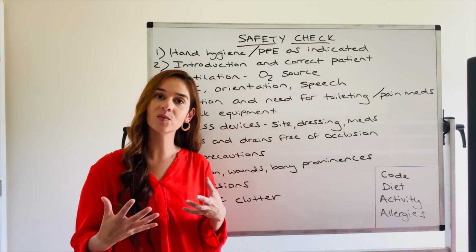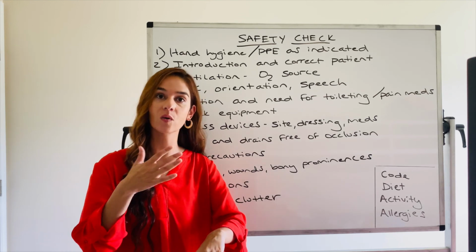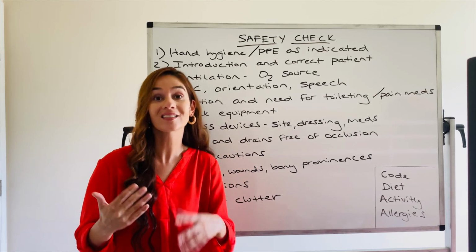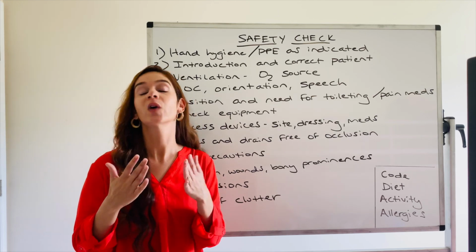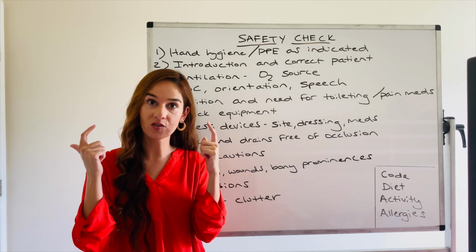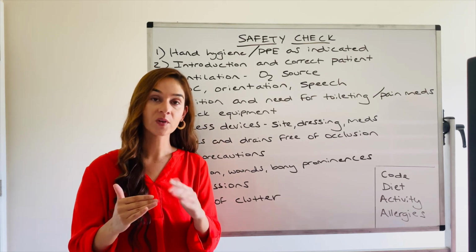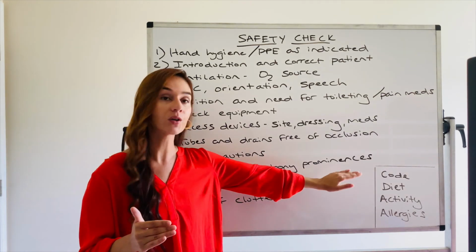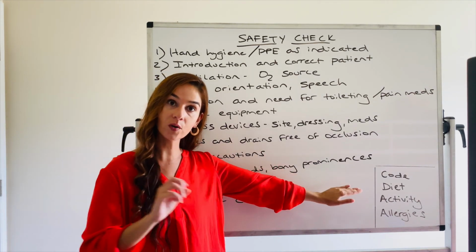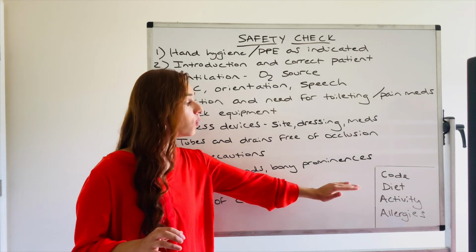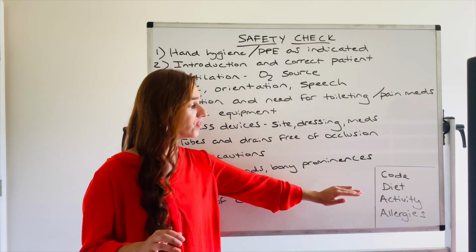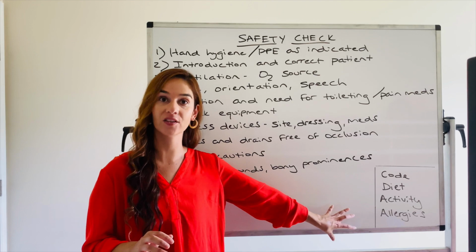I think sometimes we rely so heavily on armbands or the chart right in front of us. That's not true for every setting. So I always want you to have this ingrained before going into the room for each of your patients. What is their code status? Are they a full code? Are they a do not resuscitate? What is their diet? Their activity status and allergies.